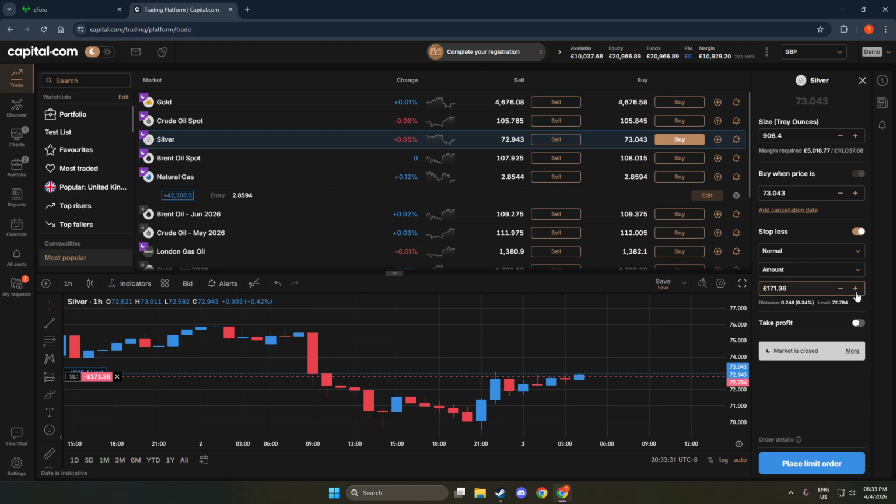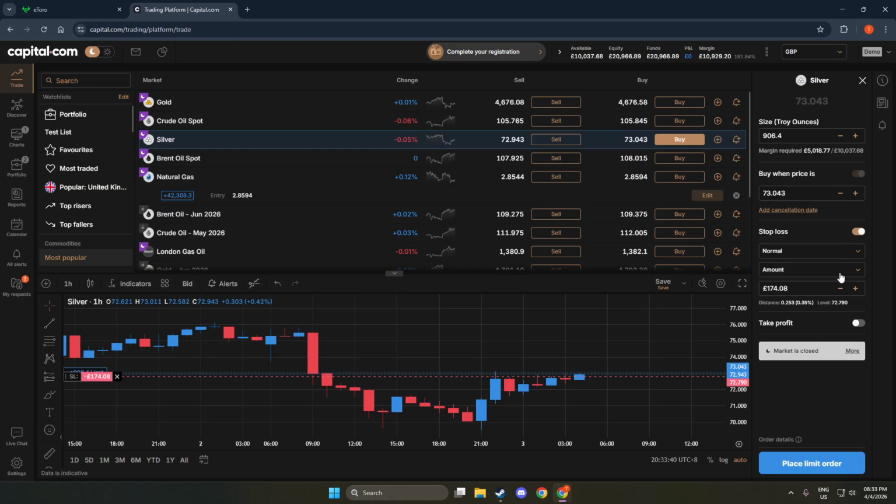Take a moment to review what the platform shows you: the estimated loss at your stop level and the exact stop price. Make sure your stop is in the correct direction, below your entry for a buy order, above for a sell order. Keep in mind that in fast markets, your stop executes at the next available price.